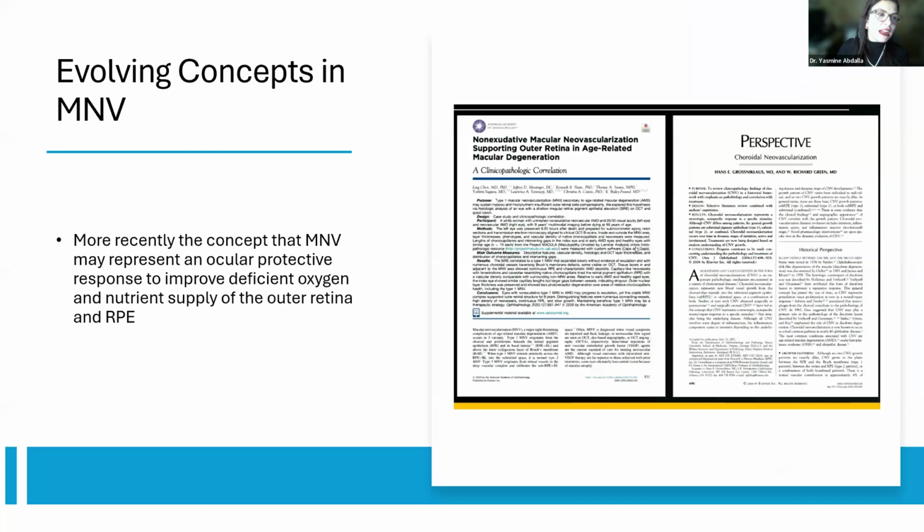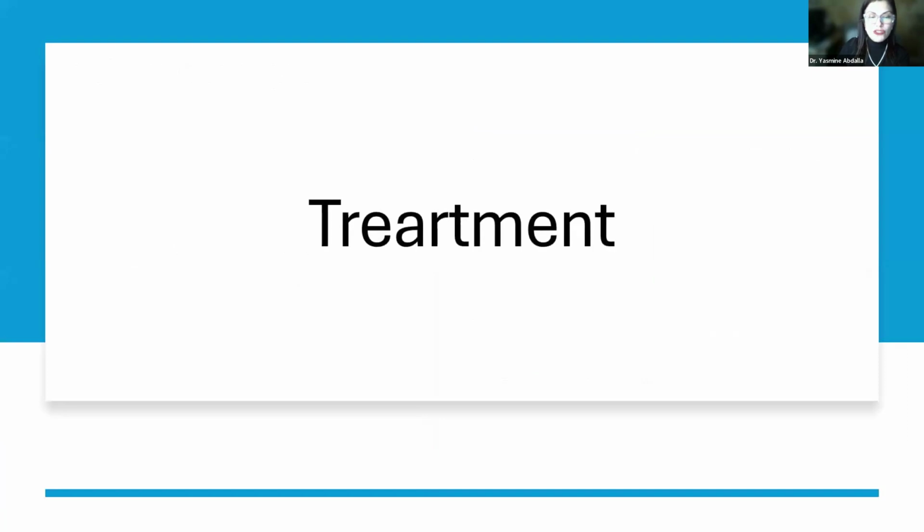So evolving concepts. More recently, we're thinking about the choroidal neovascular membrane as a protective response to improve oxygenation and nutrient supply, especially if it's not associated with leakage. So non-exudative macular neovascularization, if you see it on OCT, you might not want to treat it and just follow it up. If the vision is good and the patient even has a little subretinal fluid, again, there is tolerance to some amount of subretinal fluid.